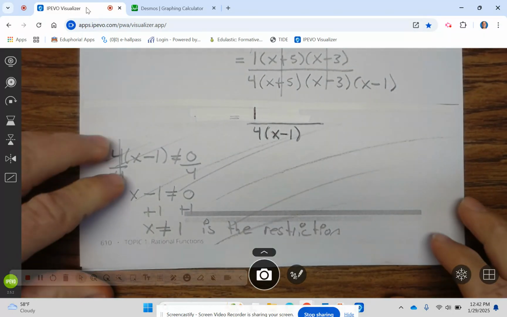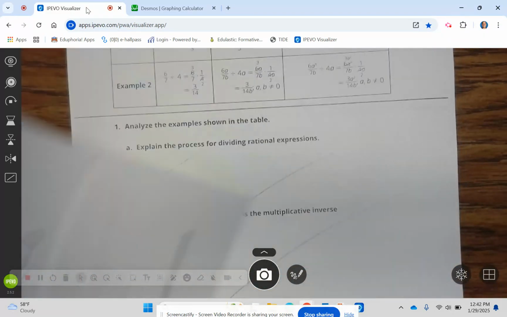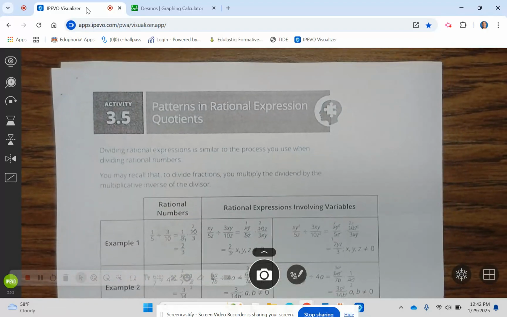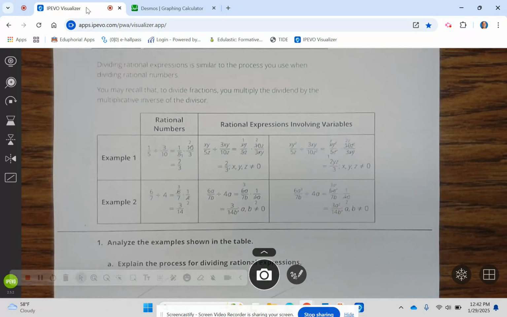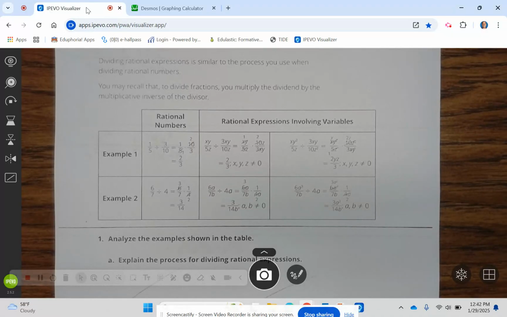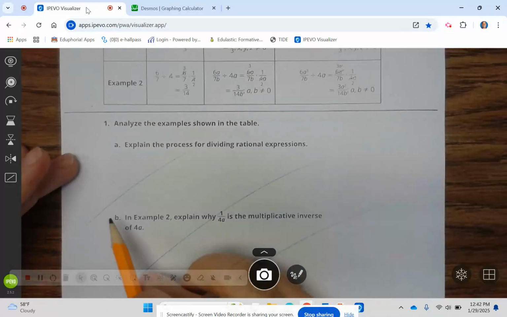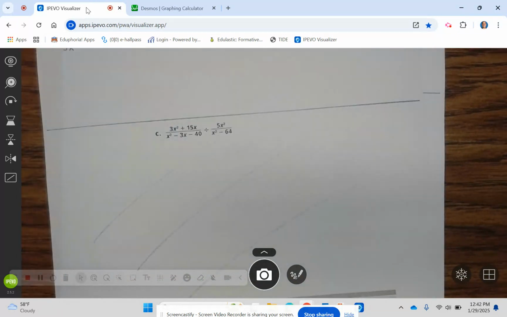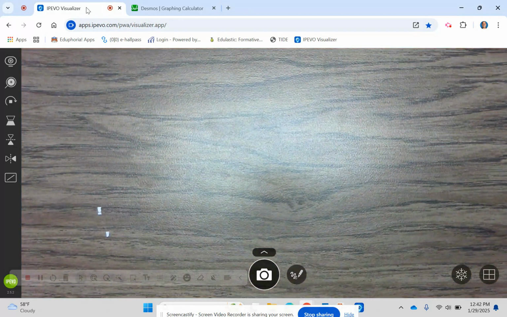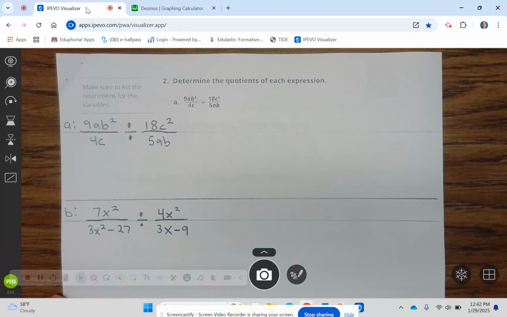Let's take a look at the next page. 3.5. Patterns in rational expression quotients. Dividing rational expressions is similar to the process you use when dividing rational numbers. You may recall that to divide fractions, you multiply the dividend by the multiplication inverse of the divisor. Okay, go ahead and look over the table. And go ahead and mark out 1a and b. And let's take a look at 2.